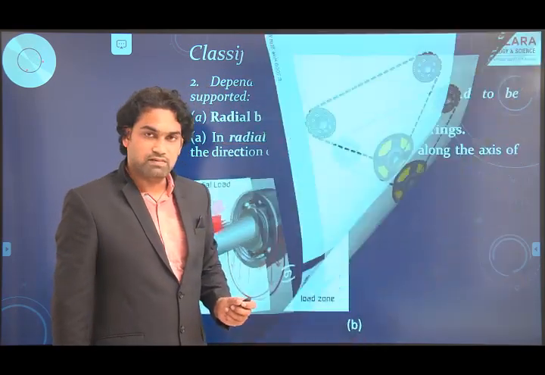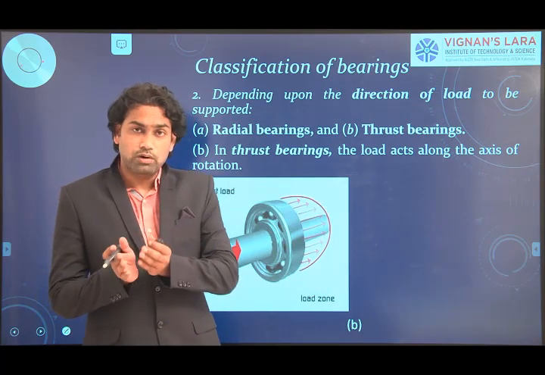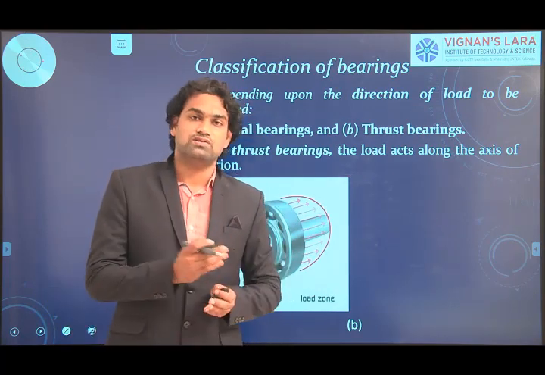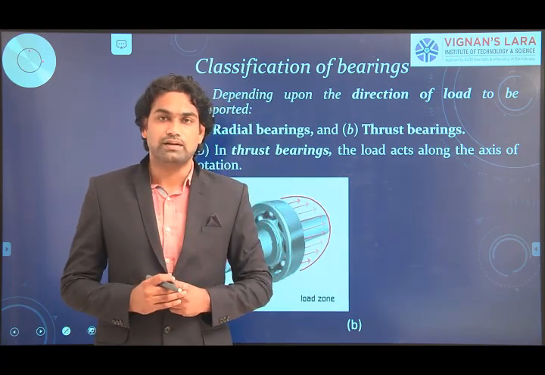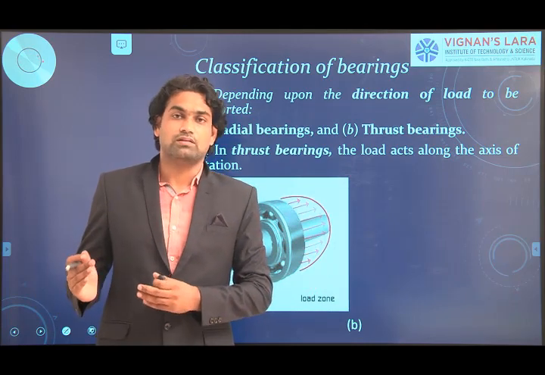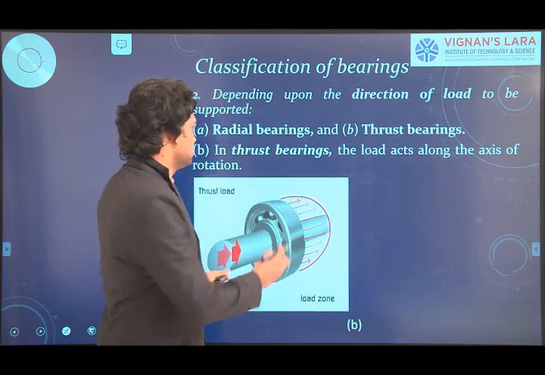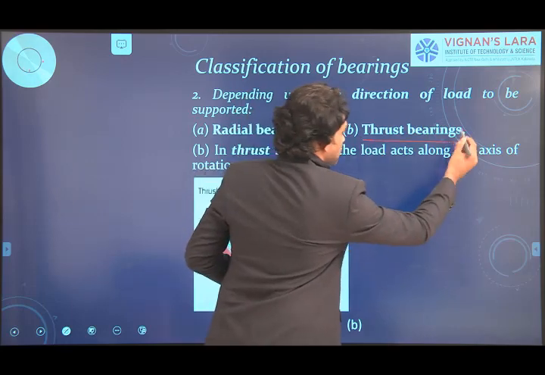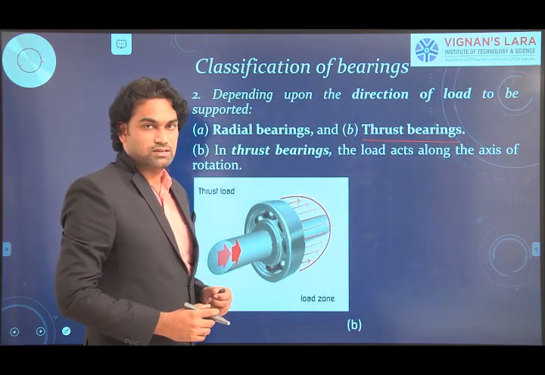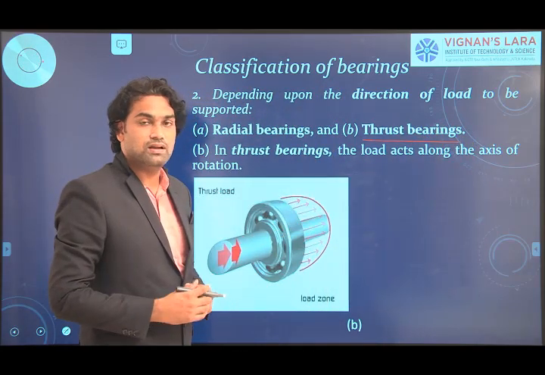And coming to the second one, when the load is acting parallel or along the axis of the shaft, that bearing we call a thrust bearing, not an axial bearing. In some cases they may also call it an axial bearing, but in most cases we call it a thrust bearing.